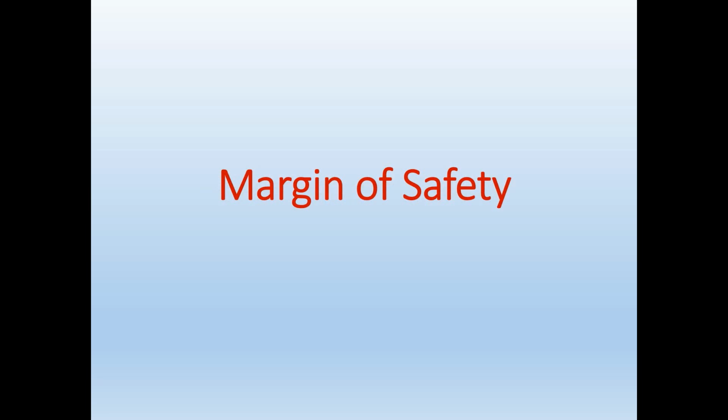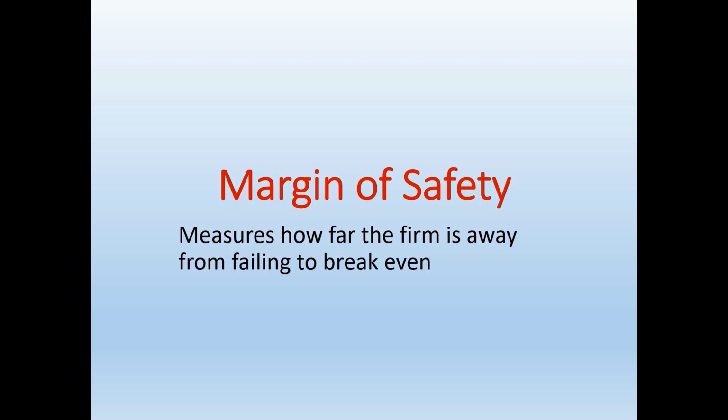Margin of safety is another piece of information that may be useful to managers. It represents how far away the firm expects to be from the break-even point. In other words, how much could sales go down before the firm has to start worrying about not even breaking even, operating at a loss.